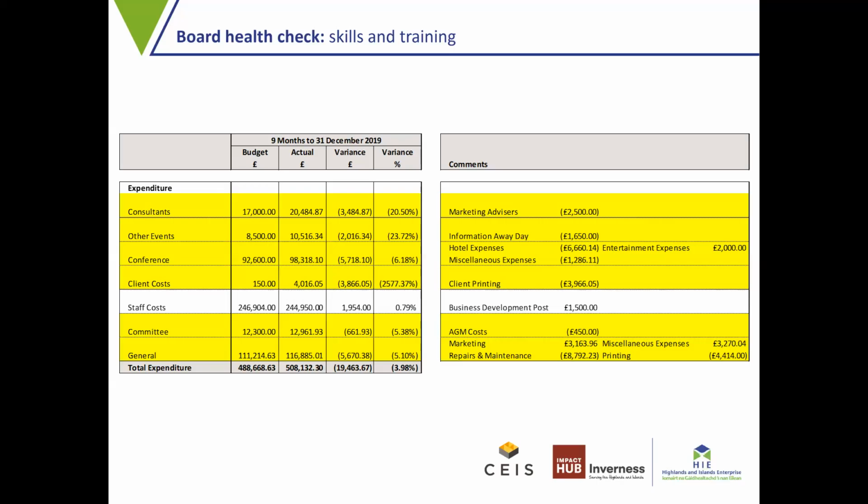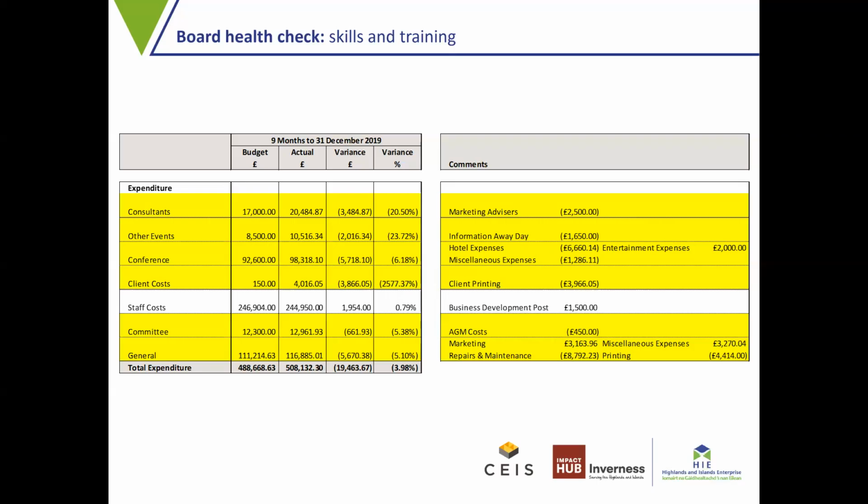The last category of costs to examine is general costs. The actual figure for the period is 116,885.01 against a budget figure of 111,214.63. Looking at the comment section, the variance of minus 5,670.38 is made up of four significant variances.